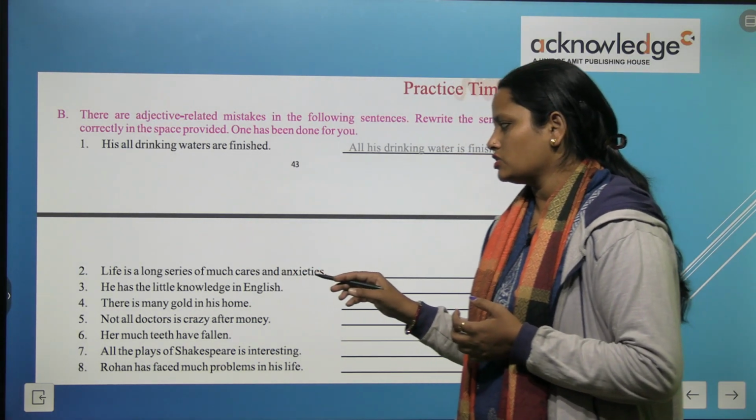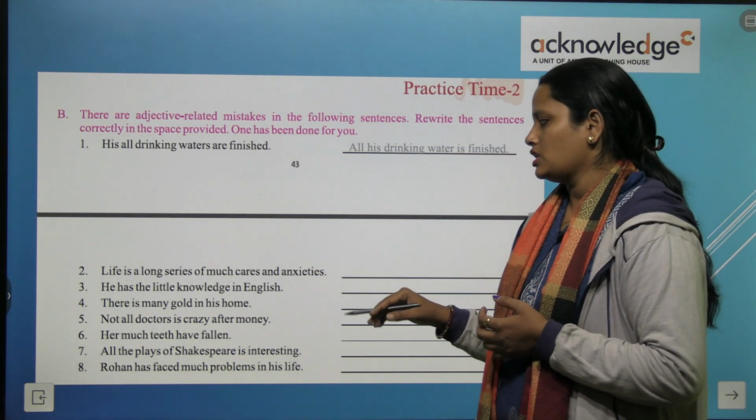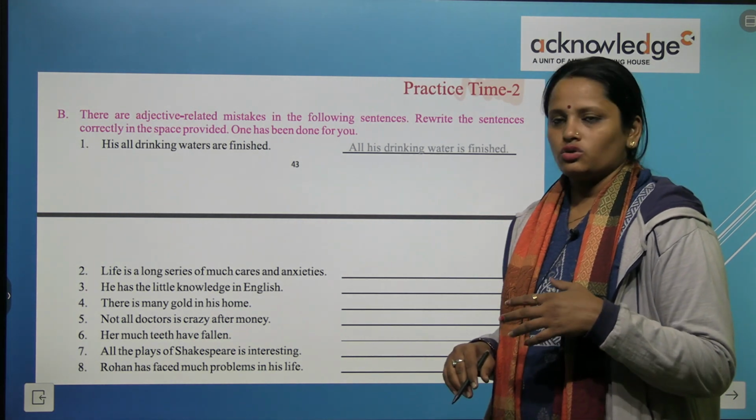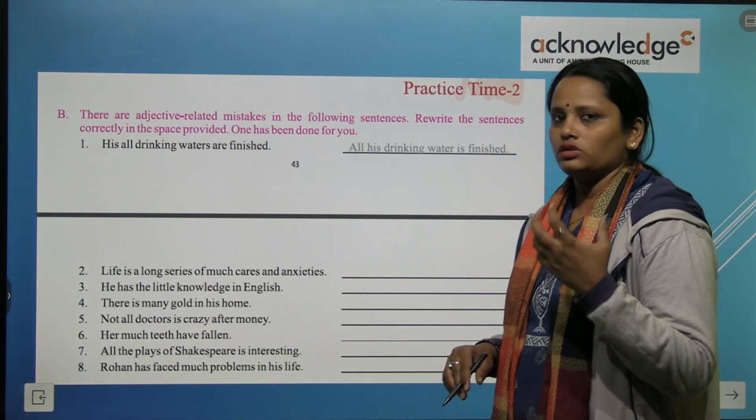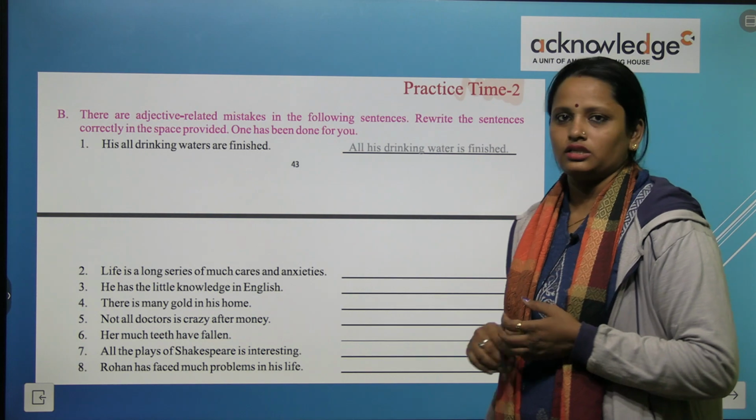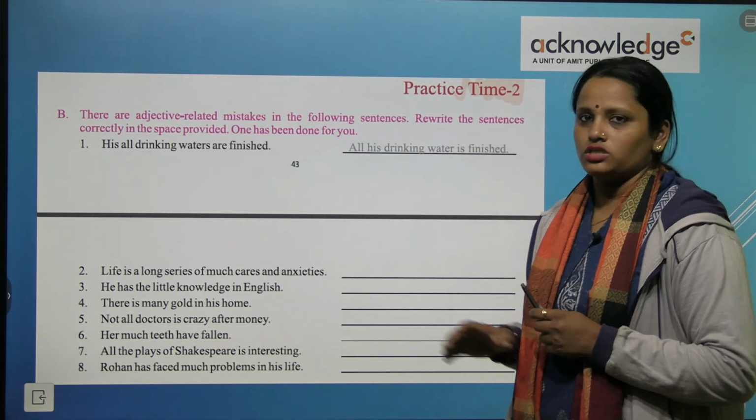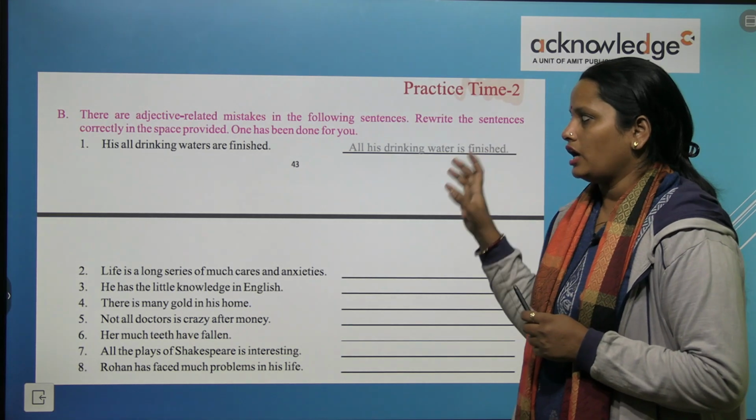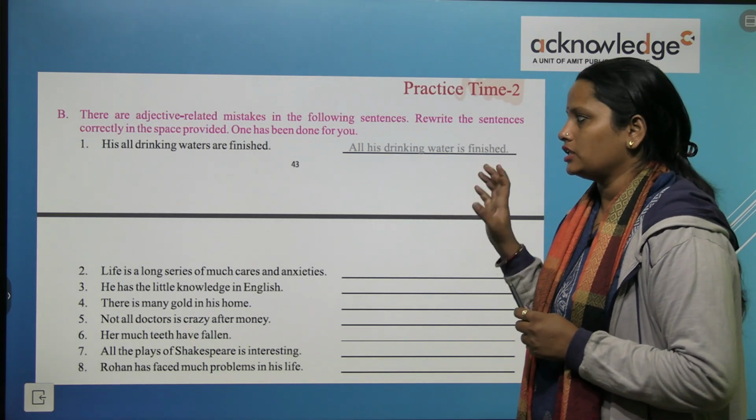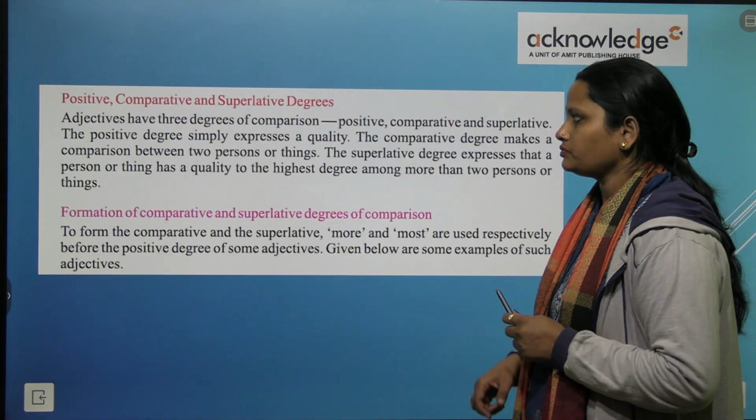Life is a long series of much cares and anxieties. So you have to do the same thing that we have done here. In the rest of the questions, you have to follow the same thing that was done here. You have to correct it and correct the adjective and rewrite the sentences here.